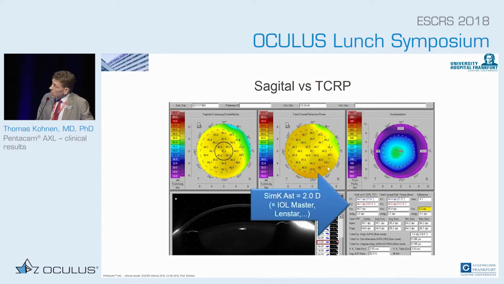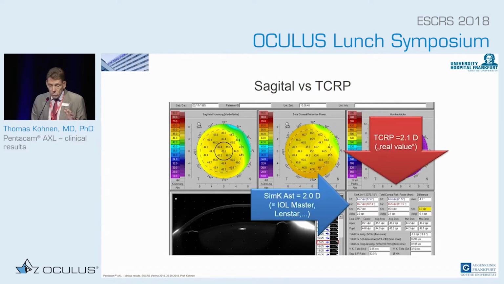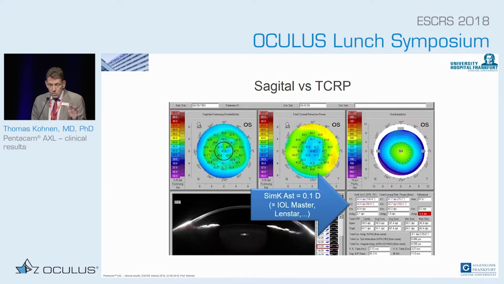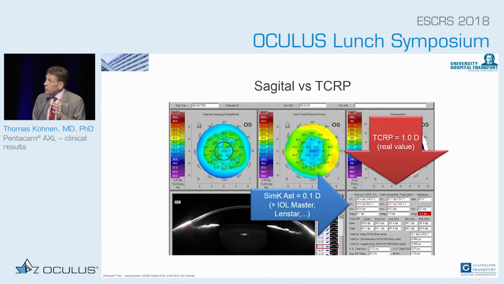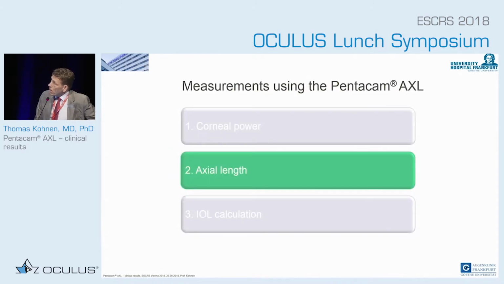So again, here this measurement, I already showed this, 2 diopters difference between SIM-K and the total corneal refractive power, very good. But if you have this case where you have SIM-K of 0.1 and total refractive of 1 diopter, then you have to make a decision on how you treat your astigmatism.